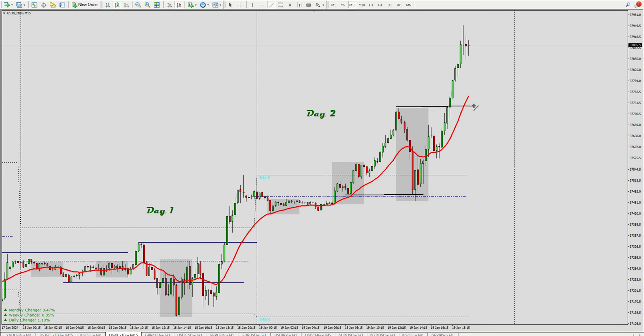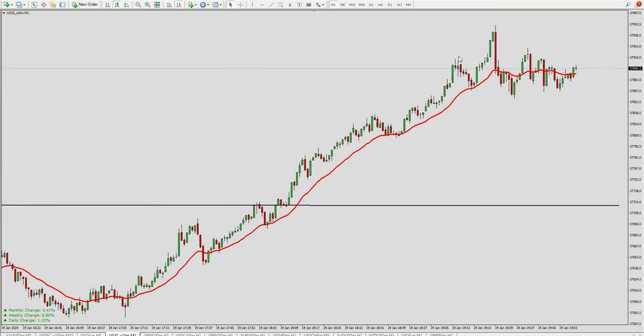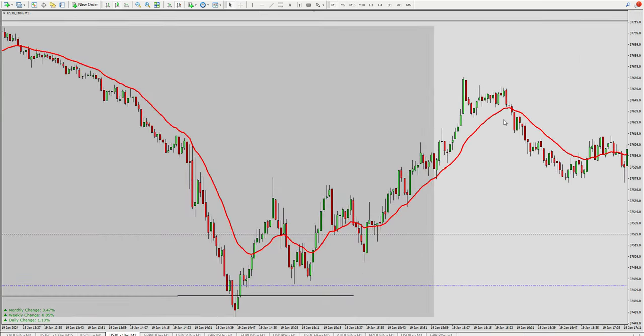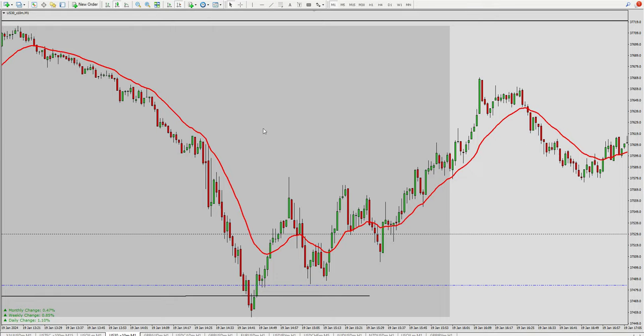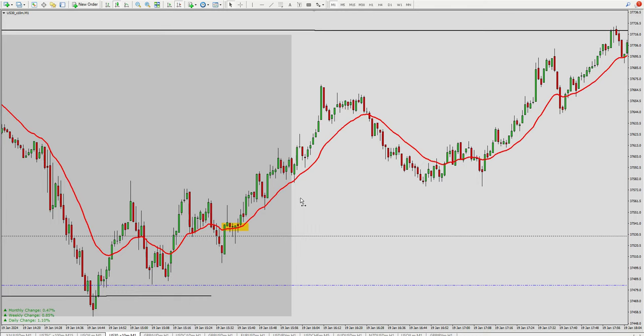What did I say? I don't counter trend day twos. I don't counter trend day twos. Once I see this, I go to a smaller time frame. Always do. You see, they make a low, they come, they make a low, they go, they come down, engulf. Beautiful trade.